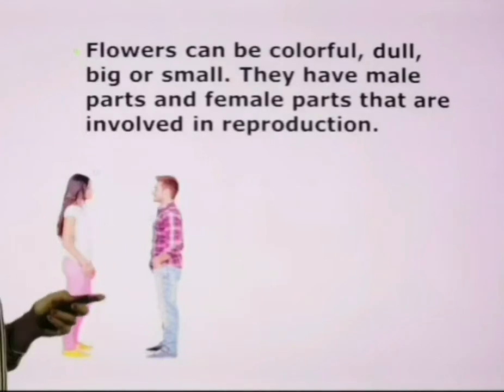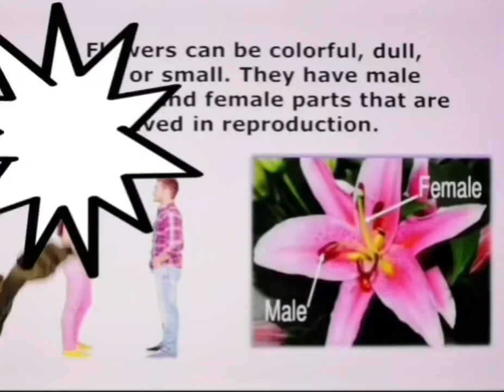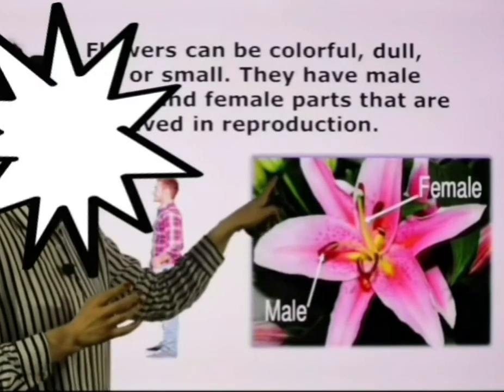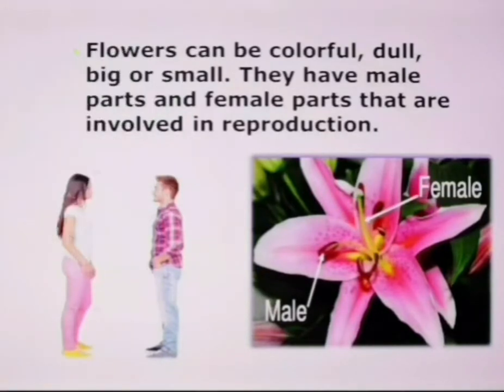This is us in humans. Flowers, or the reproduction part of the plant, also have a female organ and a male organ, but it looks much different. So this is the flower, this is the female part over here, and this is the male part over here.